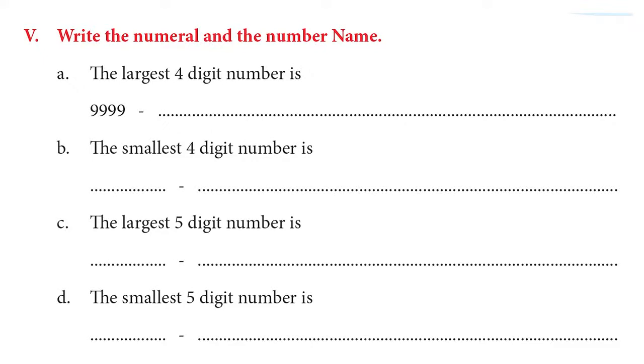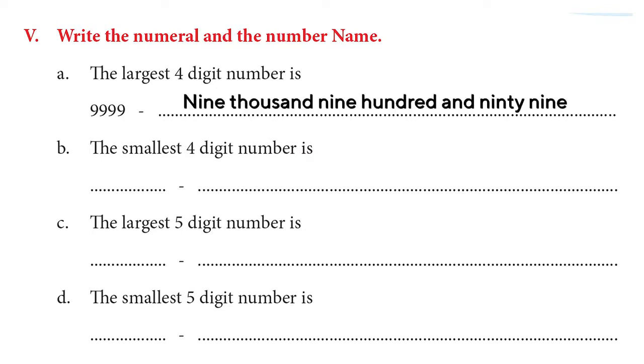All right. The next one, write the numeral and the number name. So, the largest 4 digit number we learnt is 9,999. So, the expanded form of the number name is 9,999. So, if you really think you need a little help, take your notebook and write it down in expanded form, then it is easy for you to find the number name. Go ahead and finish the rest.